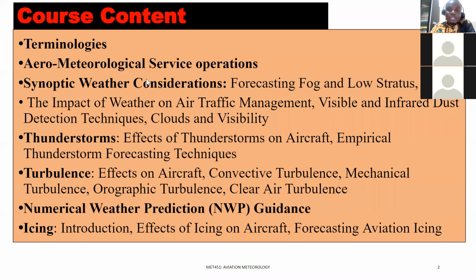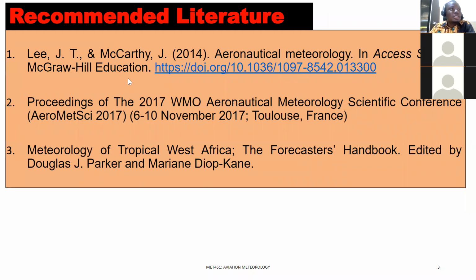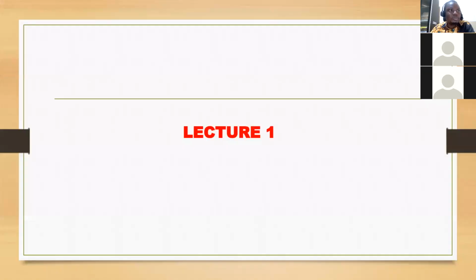We'd also look at some considerations to be made when it comes to synoptic weather and how they relate to the airspace or the aviation industry. We'll also be looking at thunderstorms, turbulence, and some numerical weather prediction. And we'll also look at icing, which is a key component when it comes to the aviation industry. These are some literature that would help with the course. I would advise you to have a look at them so you get more abreast with some basic information with regards to aviation meteorology.